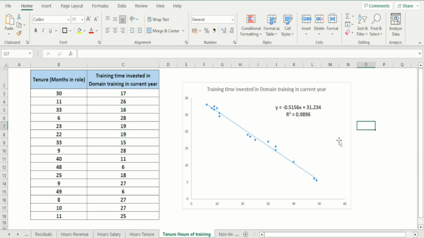So even when you're conducting this exercise from a regression standpoint, it is preferable to only estimate the value of the dependent variable basis the independent variable for this range, because the data range from 6 months to 49 months is the data range for which we have conducted this regression study.